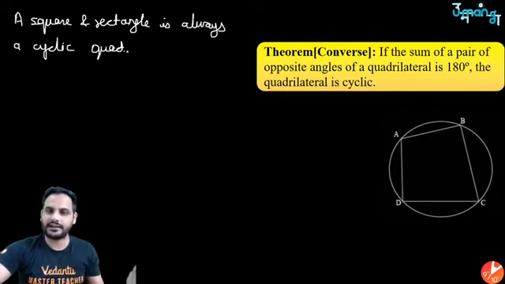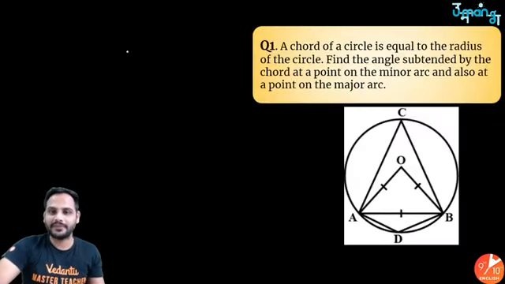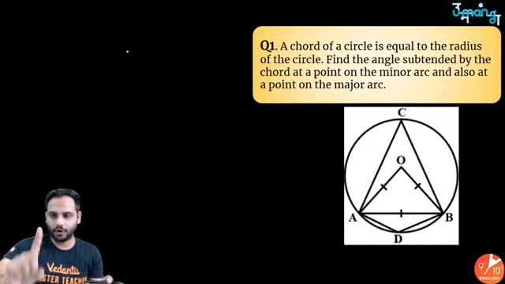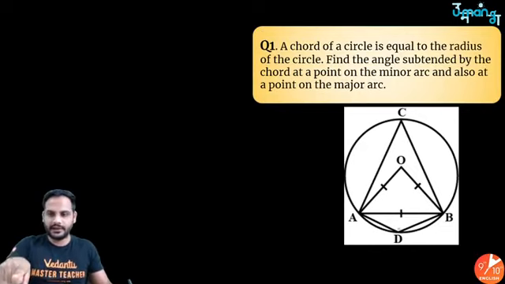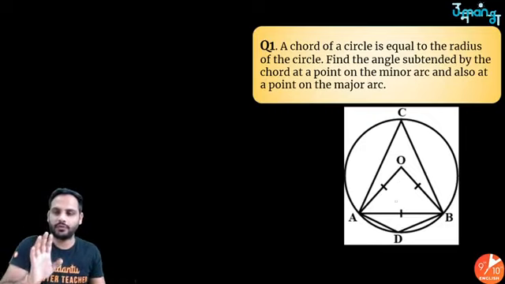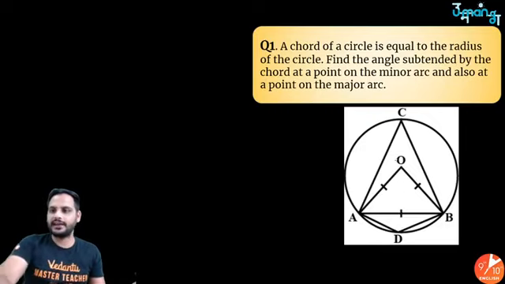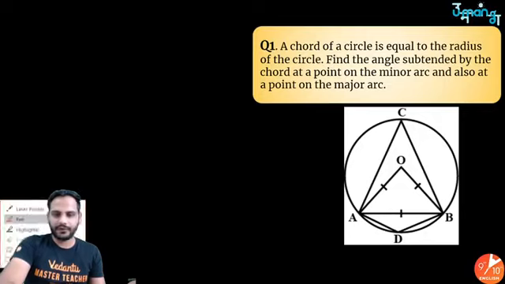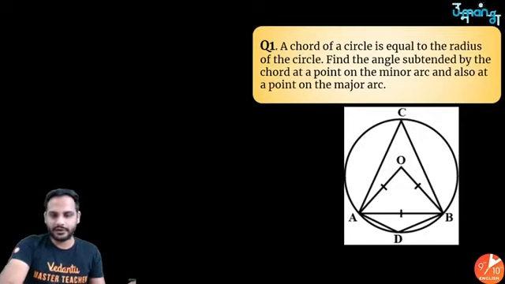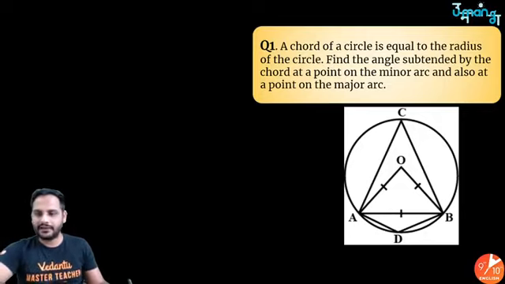Got it? So these are the important theorems. Let's look at some of the problems. First problem: a chord of a circle is equal to the radius of the circle. Chord is equal to radius. So you can see AB, AO, OC, OB are all given equal. Find the angle subtended by the chord at a point on the minor arc and also at the major arc. Okay. So suppose I have taken the chord over here, AB. On the minor arc we have this angle ADB and on the major arc we have this angle ACB. These two angles we need to find out.